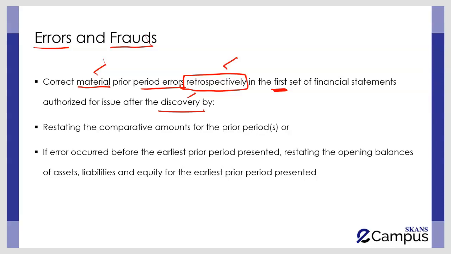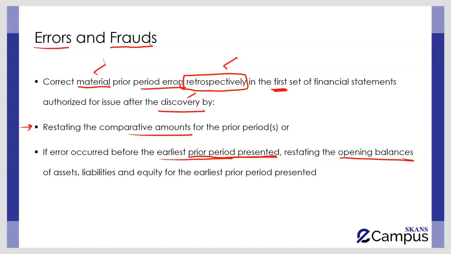By number 1, restating the comparative amounts for the prior periods. This is exactly what we have covered in the accounting policies also with respect to retrospective adjustment, that first of all you have to restate all the previous amounts also, and if the error occurred before the earliest prior period presented. So if the company presents, for example, 2 years comparative financial statements, then in the earliest prior period presented, you have to restate the opening balances of assets, liabilities and equity for the earliest prior period presented.